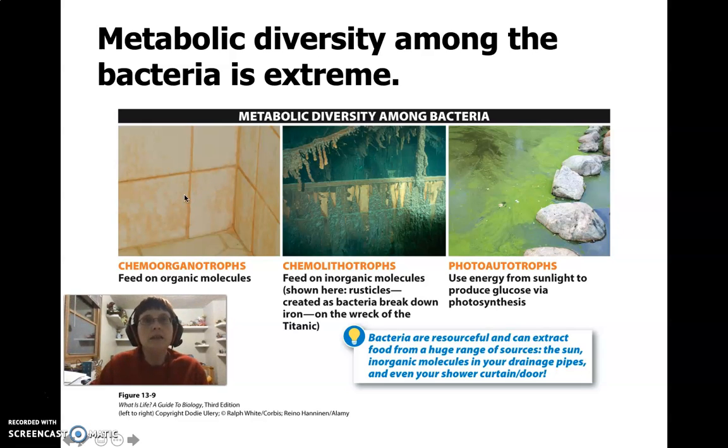This would also be any of the decomposers, the ones that are eating dead organisms or feces, anything that's left over like that.